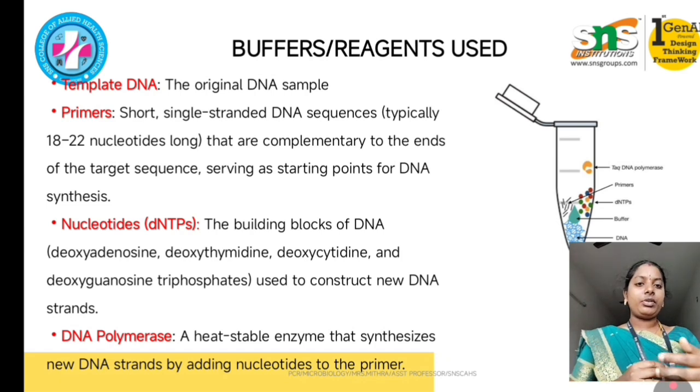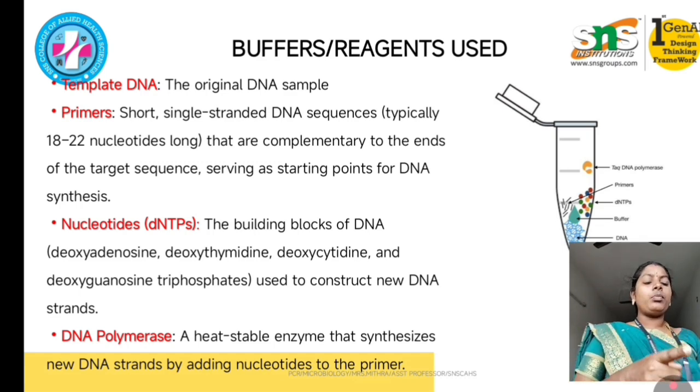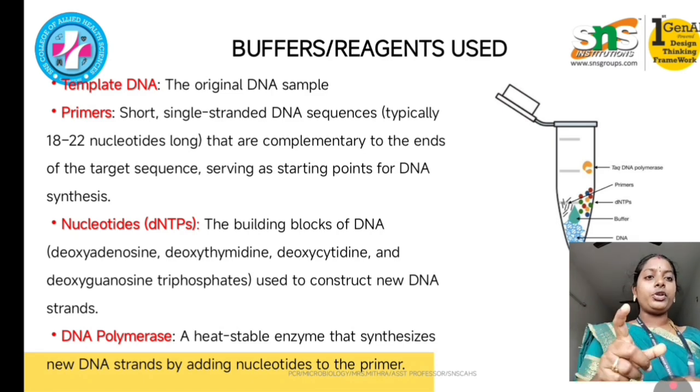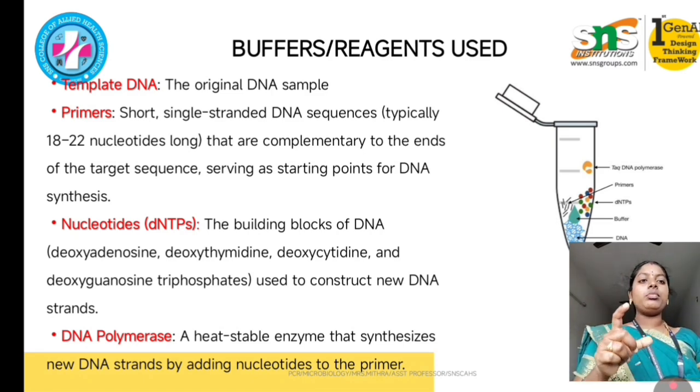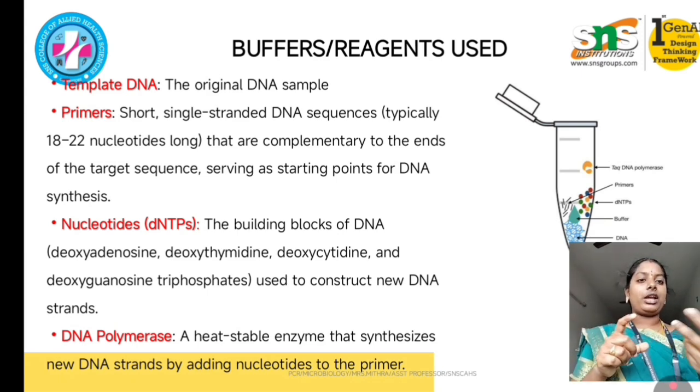And as I said before, the DNA polymerase enzyme paves the way for the synthesis of new DNA strands by adding nucleotides to the primer. So these are the main buffers and reagents used for running the PCR cycle. And moreover, you can see the PCR tube. In this PCR tube we add the buffers and reagents and place it in the thermal cycler for the reactions to be carried out.